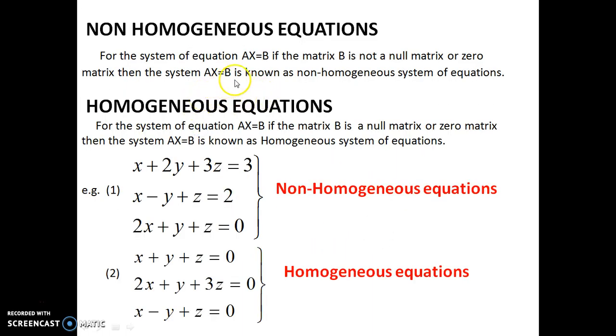Now, there are two types of systems. First is non-homogeneous equations. For the system AX = B, if the matrix B is not a null matrix or zero matrix, then the system AX = B is known as a non-homogeneous system of equations. Second, homogeneous equations. In that, B is a null matrix, therefore this system of equations is called homogeneous. Now there are two examples. In the first, 3, 2, 0 are non-zero numbers, therefore it is a non-homogeneous system of equations, and here the column matrix is 0, therefore this is a homogeneous system of equations.